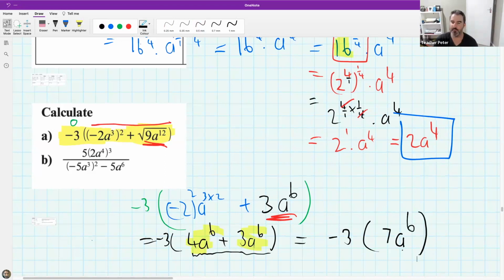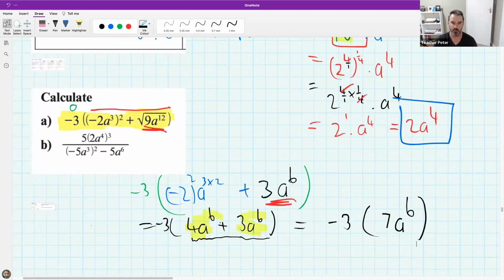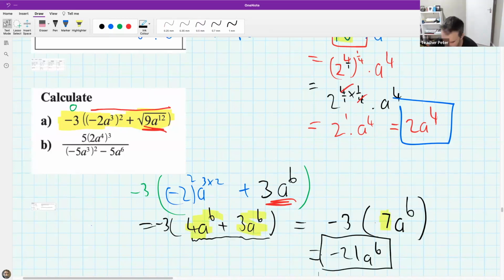The magic word I was looking for, Simtanda, was like terms. You recognized the base was the same, the power was the same. So you've got 4 of these and 3 of these. So in total, you have 7 of them. And then your last step is you take minus 3 times 7, and you get minus 21a to the 6. Yes. And so it ends.